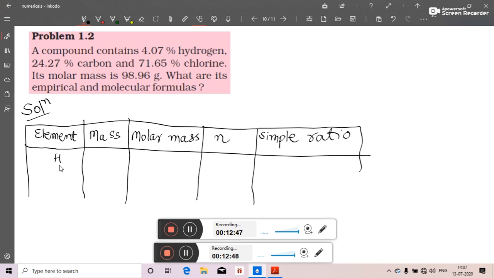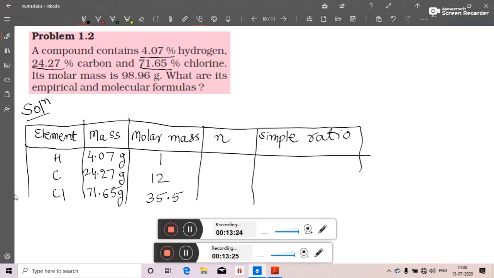So first element is hydrogen, then carbon, then chlorine. Now mass of hydrogen is 4.07%, so we'll write 4.07 gram. Mass of carbon is 24.27%, so that will be written as 24.27 gram. And mass of chlorine is 71.65%, so that will be written as 71.65 gram. Now molar mass of hydrogen is 1, carbon 12, chlorine 35.5.